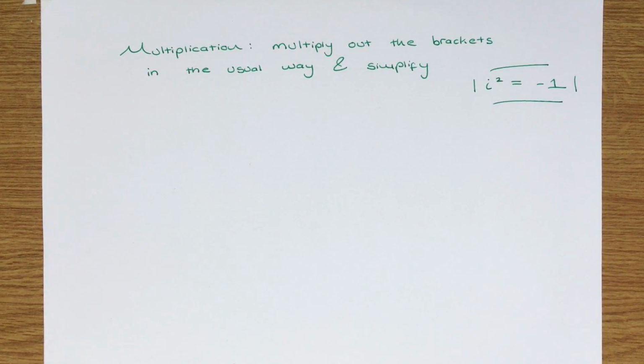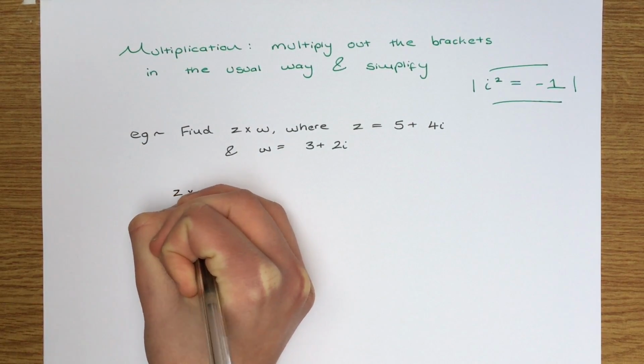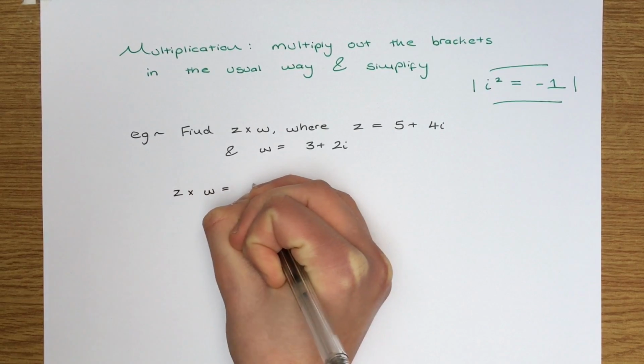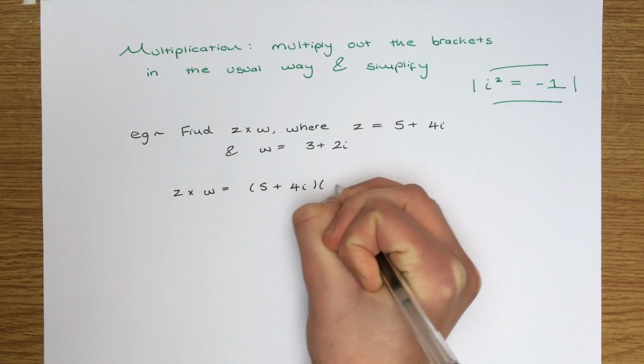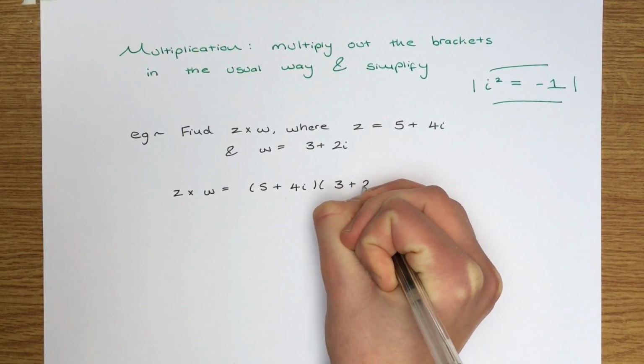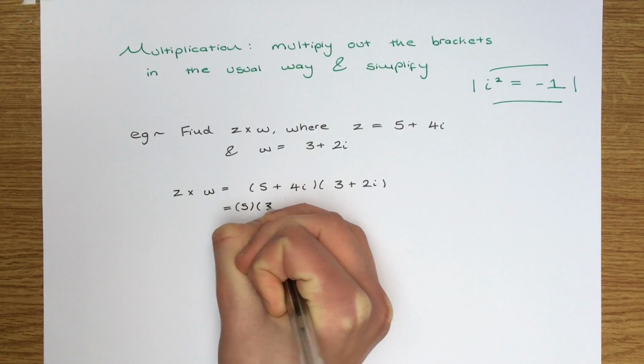On to multiplication. All you have to do to multiply two complex numbers is multiply out the brackets in the usual way and then simplify, making sure you remember that i squared is equal to minus 1. So in this example I'm doing z times w, where z is 5 add 4i and w is 3 add 2i. So I'm going to expand out as normal.